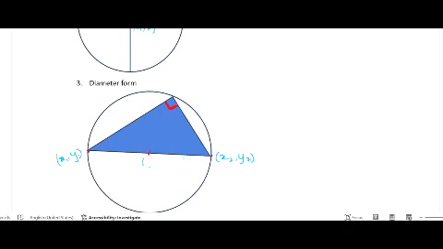Alright, and this is your origin. Let's suppose 0 comma 0. It's not compulsory that it's 0 comma 0. We're considering 0 comma 0 here. This does not affect anything.